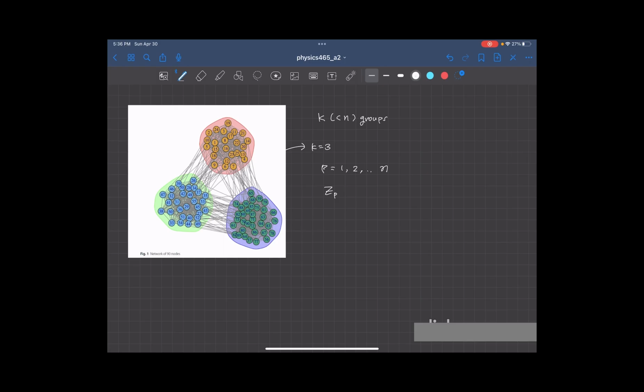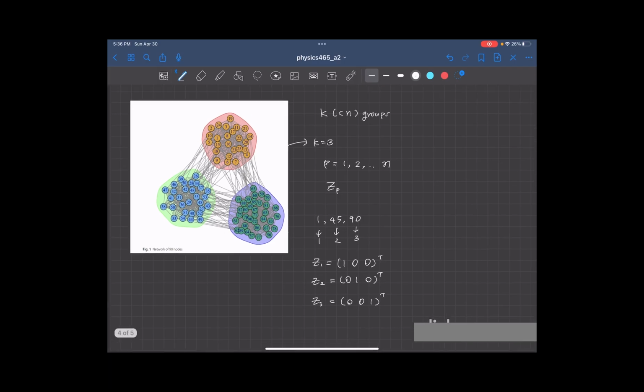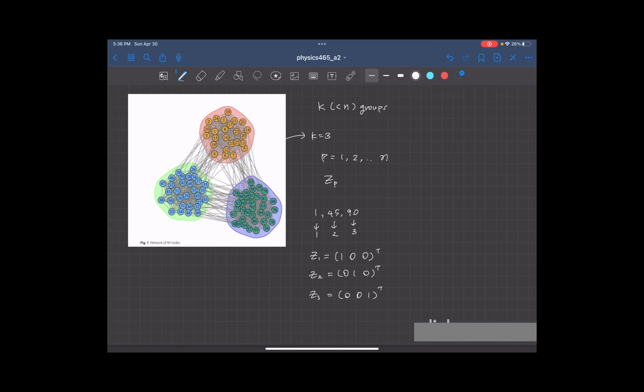For instance, as nodes 1, 45 and 90 in this example belong to group 1, group 2, and group 3 respectively, we have Z1 represented as (1, 0, 0) transpose, Z2 as (0, 1, 0) transpose, and Z3 as (0, 0, 1) transpose. This can also be defined in an N times K matrix Z, which is the collection of the Zs, such that Z_pi is the ith element of Z_p.